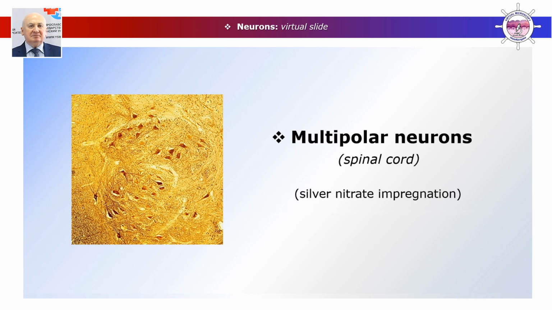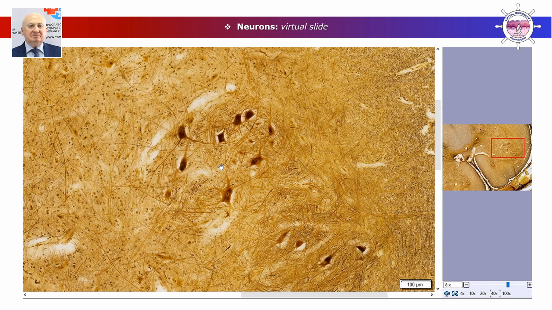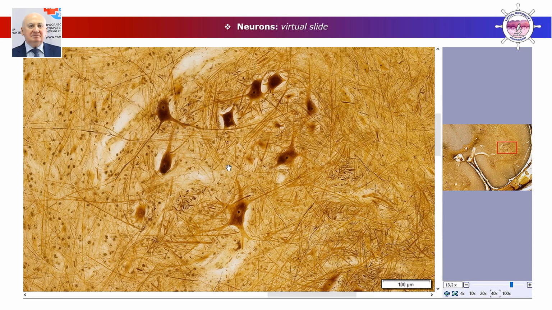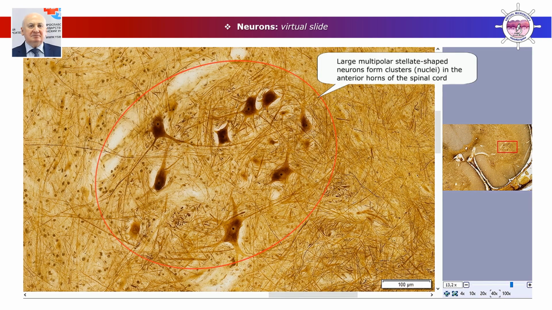Multipolar neurons of the spinal cord. Large multipolar stellate-shaped neurons form clusters, nuclei, in the anterior horns of the spinal cord.